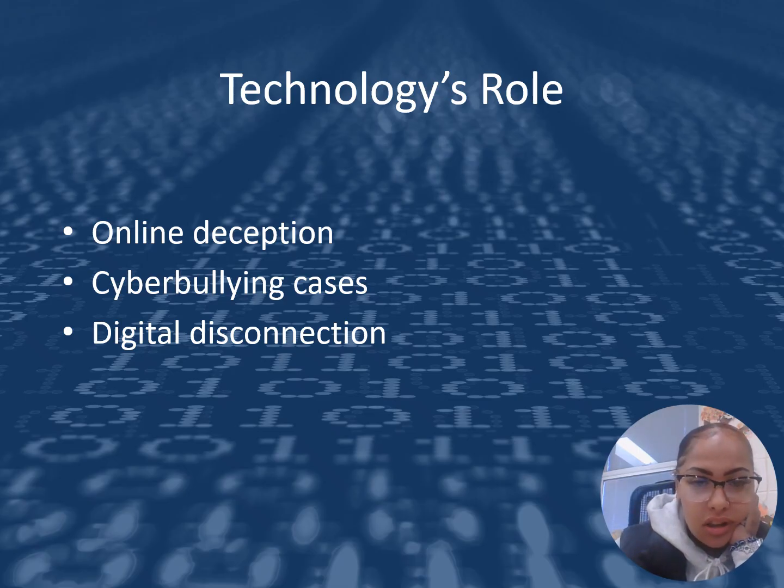Technology's role: online deception, cyberbullying cases, digital disconnection. Online communication can make it easier to deceive or attack others. For example, catfishing or cyberbullying are dark side behaviors in digital spaces. As people feel anonymous online, empathy often disappears. It's important to stay mindful of how our messages might affect others, even through a screen.